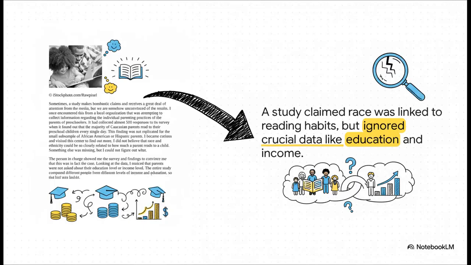And this is a perfect example of why. There was this one study that made a pretty big claim that a parent's race was linked to how often they read to their kid. But here's the catch. The researchers never asked about the parents' education or their income. And we already know from tons of other research that parents with higher education and income tend to read more to their kids. So by leaving out those key demographics, the study's conclusion wasn't just shaky, it was totally misleading.